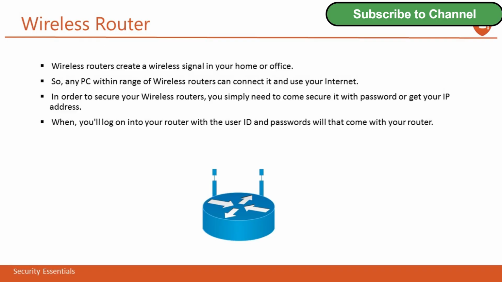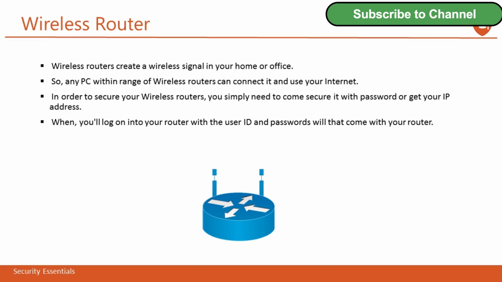So now we're going to look at a wireless router. This is the type of router that we see most often nowadays. A wireless network creates a wireless signal in your home or office. So whenever you are getting a wireless signal, that means that they have used a wireless router. Any PC within range of a wireless router can connect and use the internet.